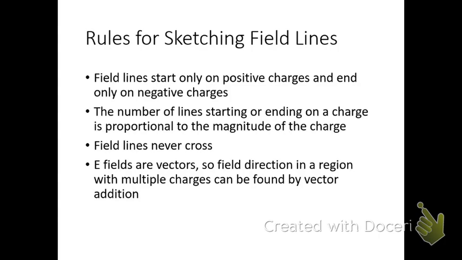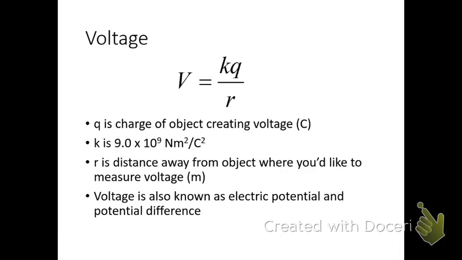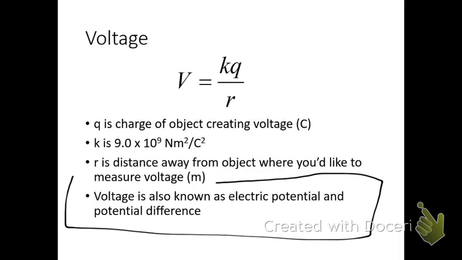A few rules about sketching electric field lines. The more lines that are coming out of an object, the stronger the charge it is. Field lines can never cross because there can be no location where there are two net forces at once. And the electric field are vectors, so be sure to treat them like you treat any other vector. Now, an example of something that is not a vector is voltage. Voltage, also known as electric potential and potential difference, and sometimes just potential, is a scalar.